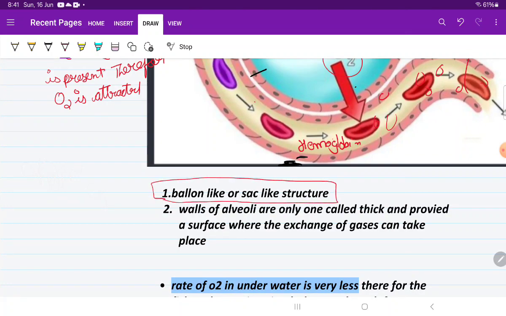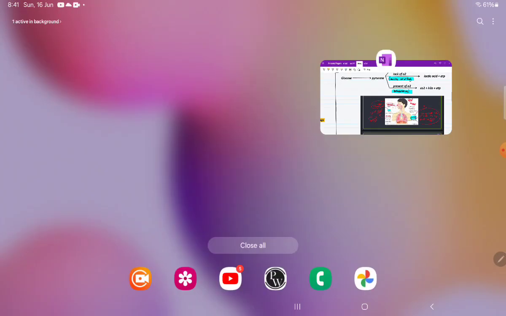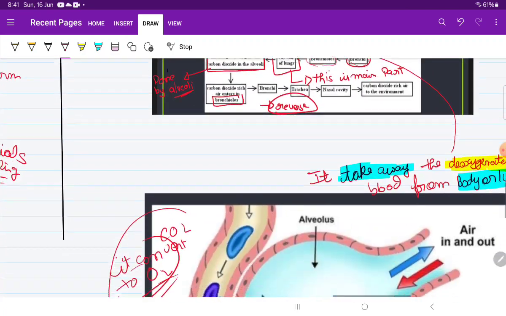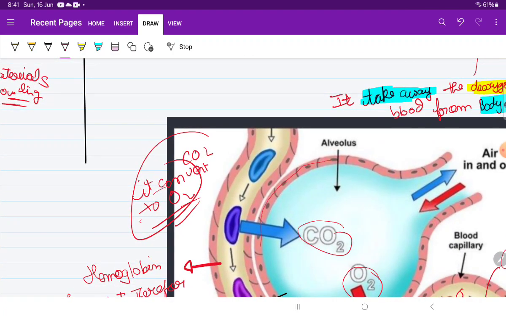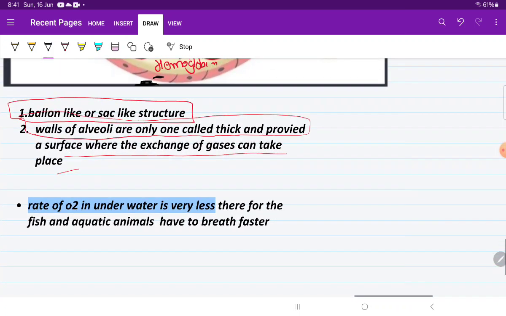Balloon or sac-like structure. The wall of alveoli is very thin and provides a large surface area for the exchange of gases. As I have told, this wall is porous. Sorry students. This wall is porous. That's why the exchange of gases takes place here. Okay, now let's see.